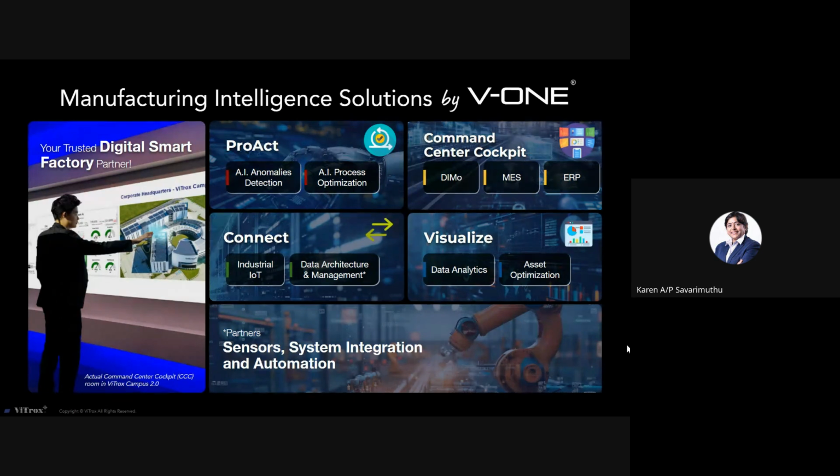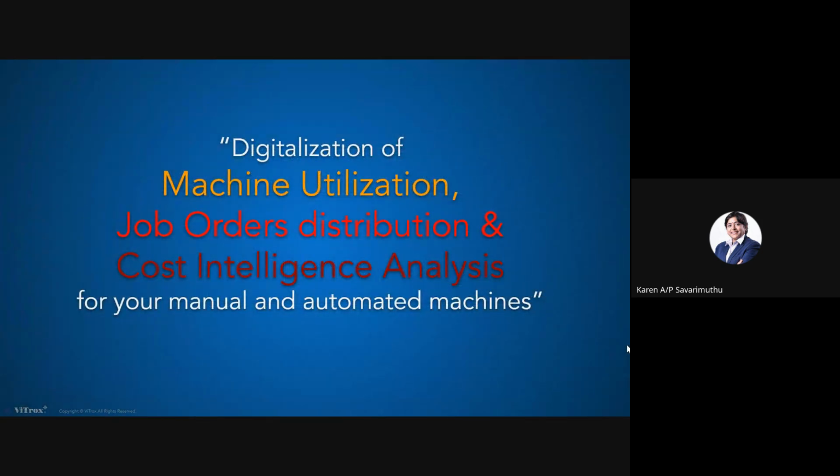Okay. So before we can actually share our experience, we have to do it. That is why in ViTrox, we always say walk the talk. So we will walk the talk. That means we do it and then we share it with others so that they know how they can move on. So of course, machine utilization, we have job on demand, and then we have cost intelligence for our manual and also automated machines. Why do I pick these three areas? Because we find that these are the most crucial and most attractive areas for any manufacturer.